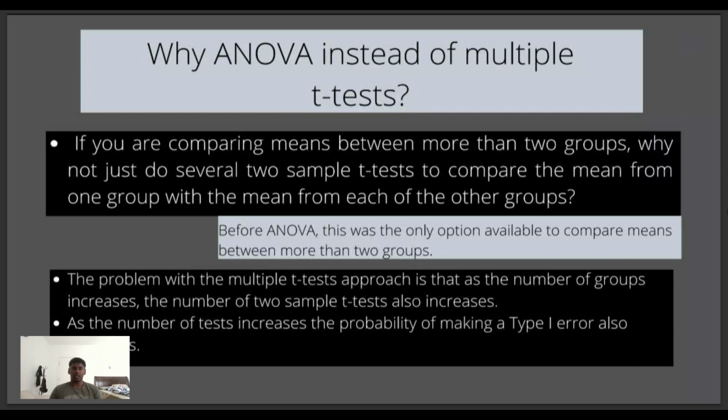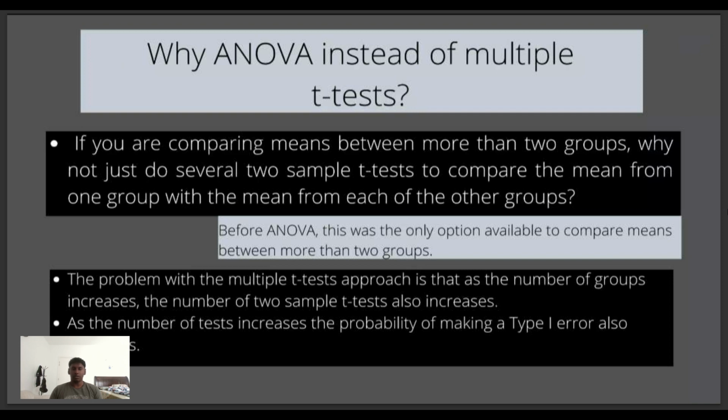Why ANOVA instead of multiple t-tests? If you are comparing means between more than two groups, why not just do several two-sample t-tests to compare the mean from one group with the mean from each of the other groups? Before ANOVA, this was the only option available to compare means between more than two groups.